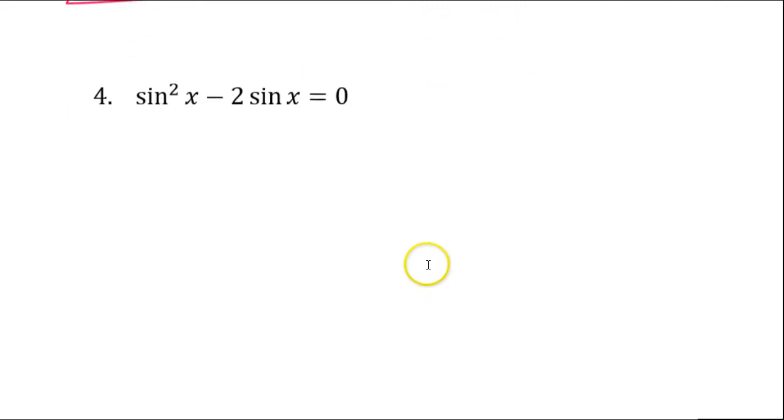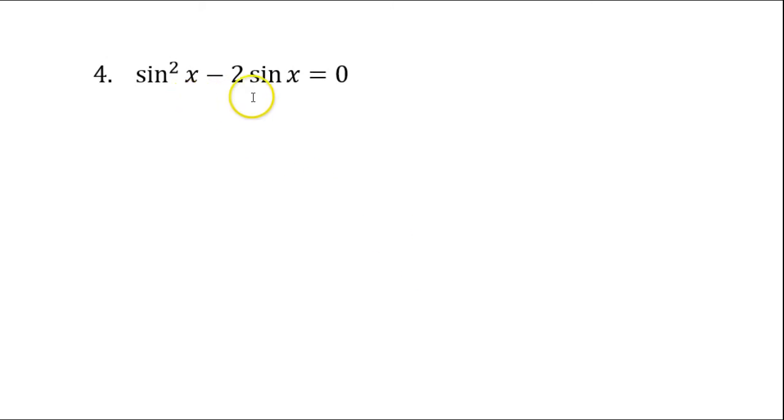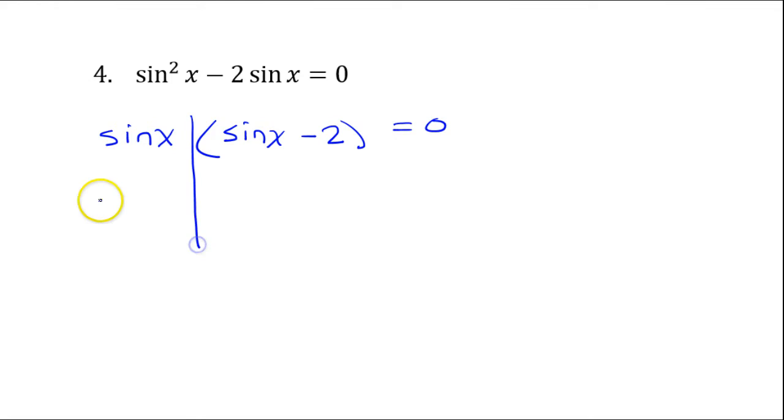Alright, let's move on to problem number 4. Again, this looks like a problem that we can solve by taking out a common factor. I see sine in both terms. So if I take out sine x outside of parentheses, then that will leave behind sine x minus 2. Okay, now using my zero product property, I can set each of these equal to 0 and solve separately.